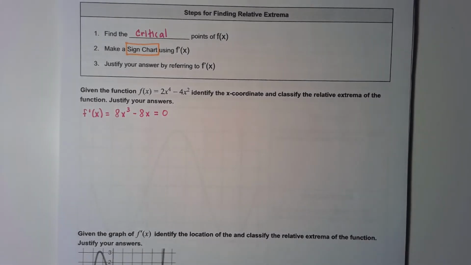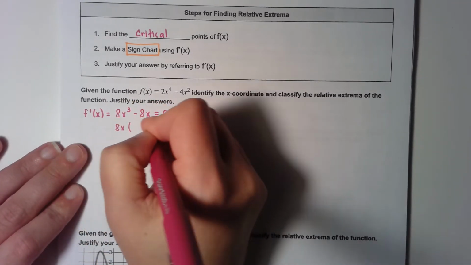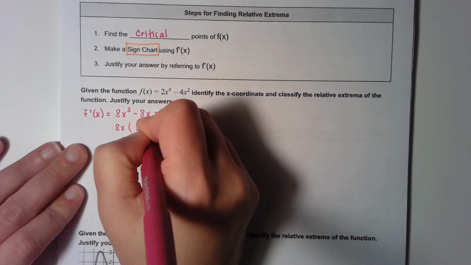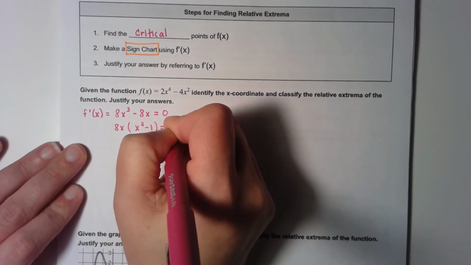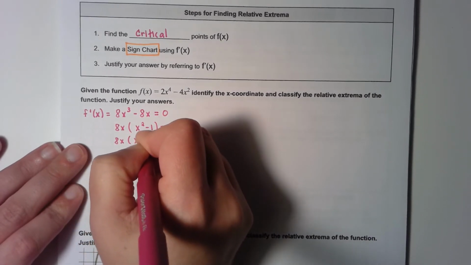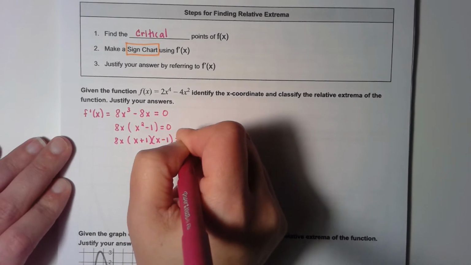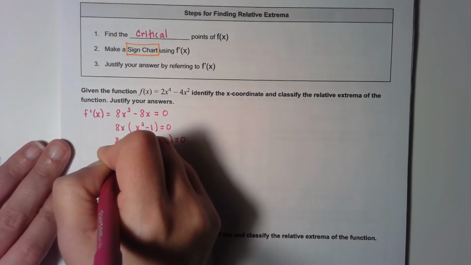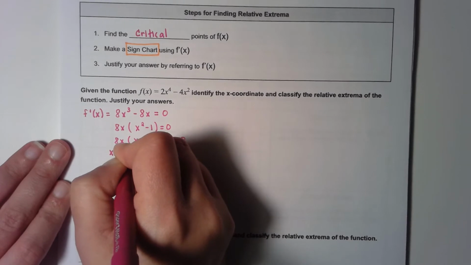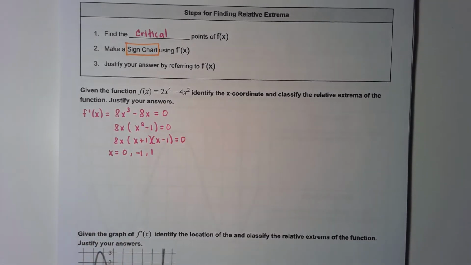Now, because this is a polynomial function, we're not going to have any locations where the derivative is undefined. So we're just going to stick to where the derivative is equal to 0 here. If we factor out an 8x, we get x squared minus 1. And we can continue to factor this, and that's going to give us x plus 1 times x minus 1. Now that means that we have three separate x coordinates of critical points: 0, -1, and +1.